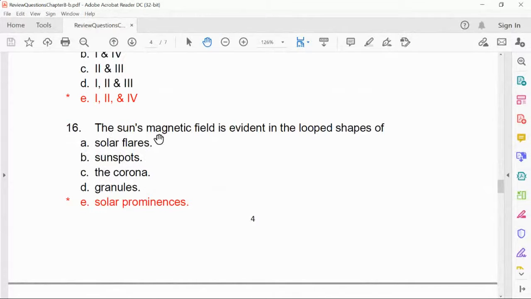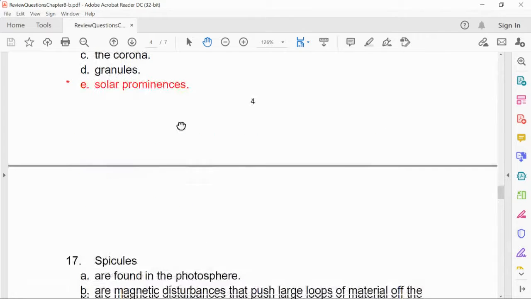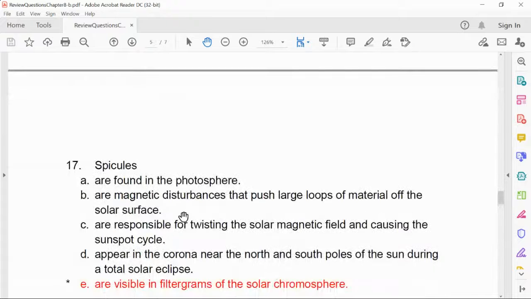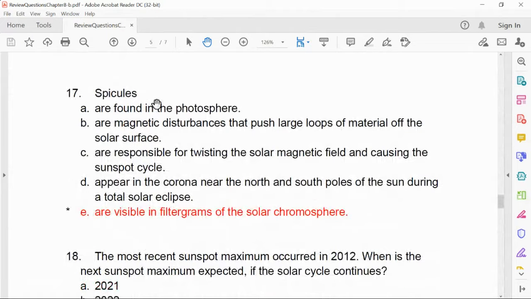Now, 16, the sun's magnetic field is evident in the loop shape of the solar prominences. That's what gave evidence for the magnetic field of the sun. Spicules, the spikes that we see in the chromosphere, are visible in filterograms of the solar chromosphere.